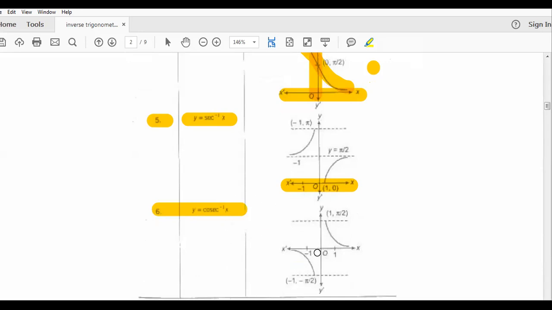In cosecant inverse x, the domain of the function is all the real line except the points. So we have to except the points -1 and 1.